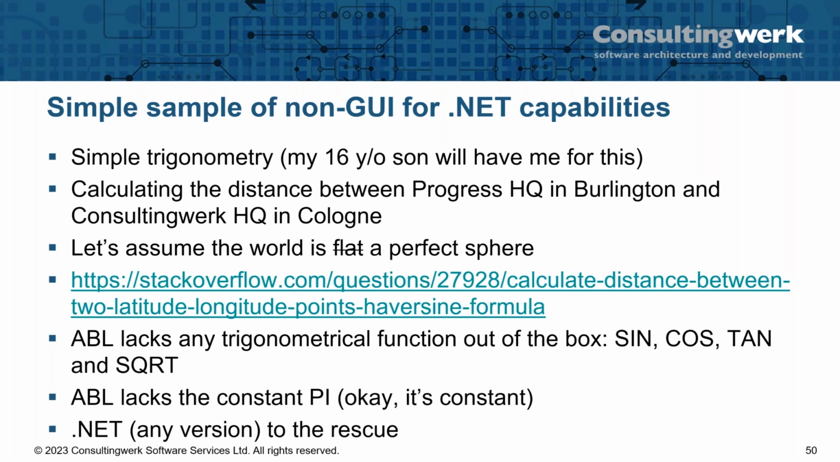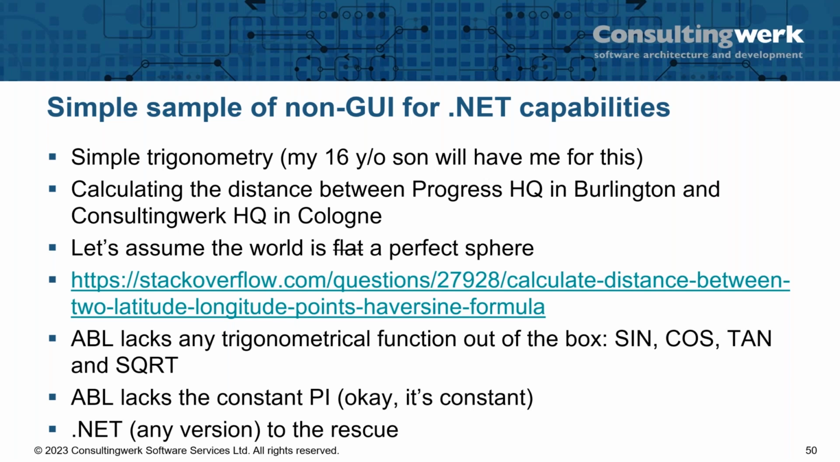So let's look at some samples of how we can use .NET Core or .NET. This sample here doesn't require .NET Core. Let's do some simple trigonometry. Every now and then, ABL applications need trigonometry for calculating distances, for calculating how much you can put in boxes or whatever. And the ABL is pretty limited with the mathematical functions beyond addition, subtraction, multiplication, and division.